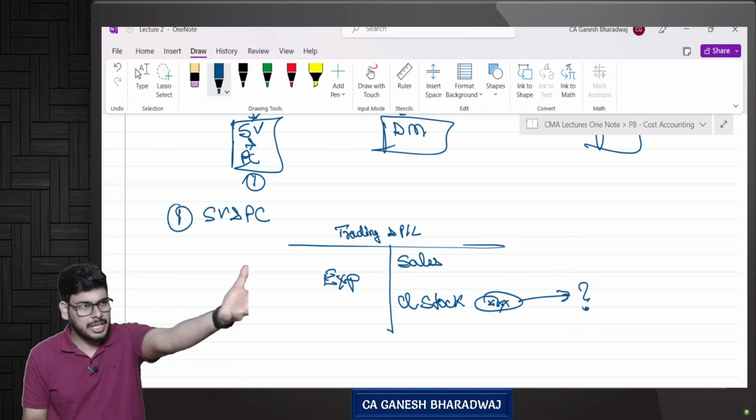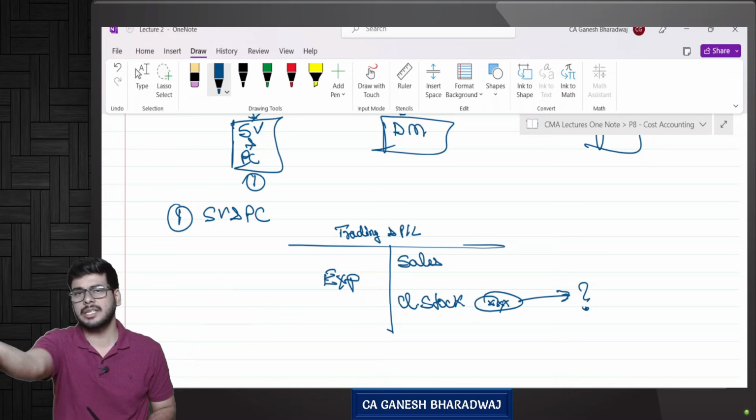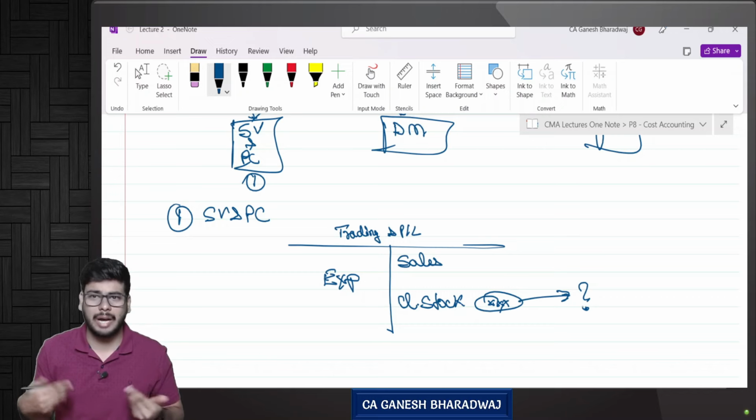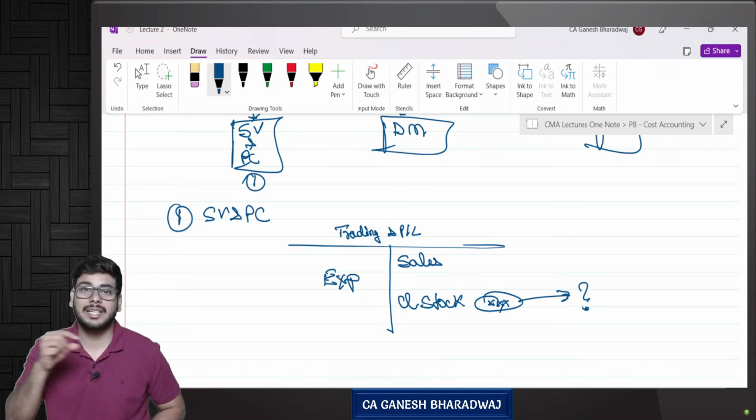So when you are purchasing something, it gets tracked in a purchase ledger. When you are selling something, it gets tracked in a sales ledger. But actually, there is no common ledger that tracks stock. Do you have a stock account? You don't have a stock account. In your final accounts, stock is always given as an adjustment.